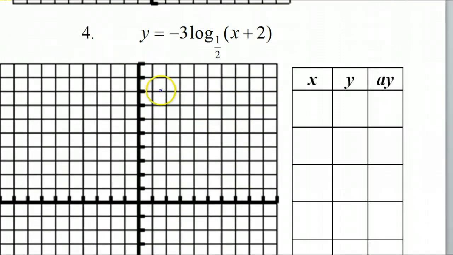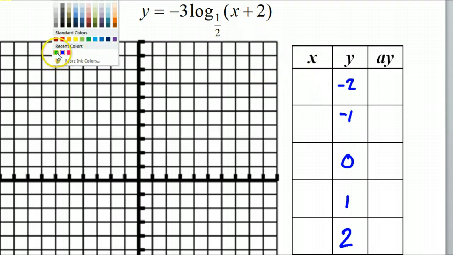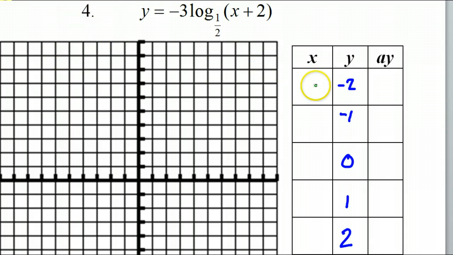Okay, number 4. Now we've got shifting, and we have an a value, and we have a fraction for the base. A lot of good stuff coming up. Here we go. It's a log function, so we start off with -2, -1, 0, 1, and 2. Because this is a shift, I know this is going to be temporary, so I'm going to graph this in green.